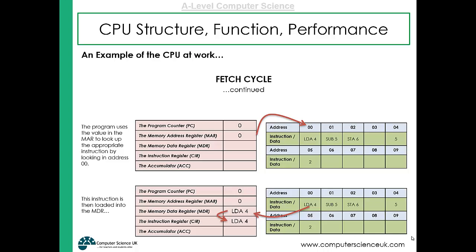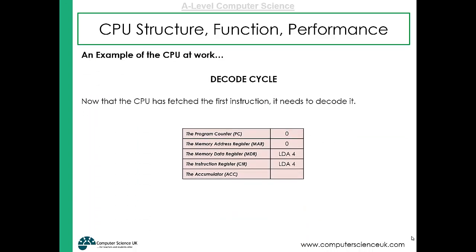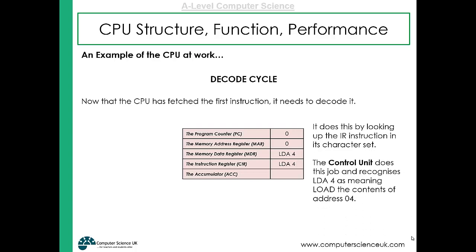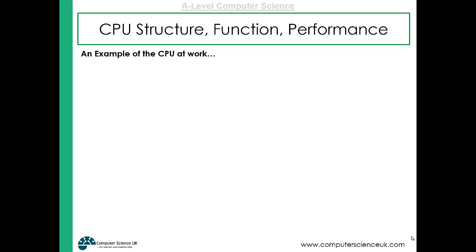Now, because it's an instruction, it is placed into the instruction register, and now the CPU is ready to try and work out exactly what that instruction means. So it needs to decode it. So we're onto the decode stage. So it looks up LDA in its instruction set. There's an error there on the PowerPoint. That should say instruction set, not the character set. The control unit does this job and recognizes LDA 4 as meaning load the contents of address 4. So the CPU has now decoded that first instruction and it's ready to execute it.